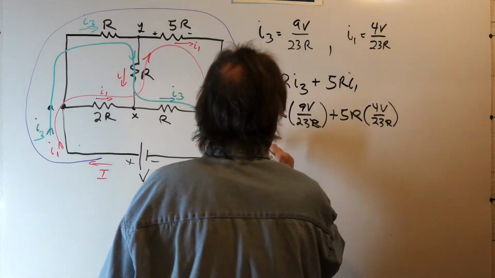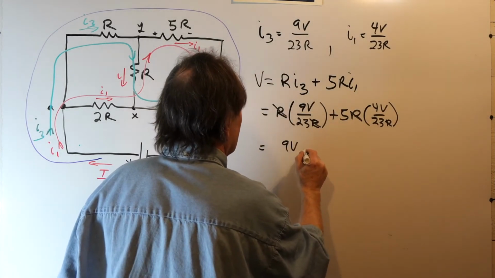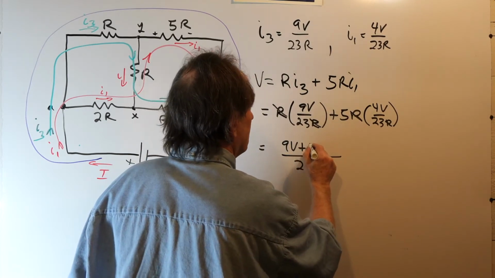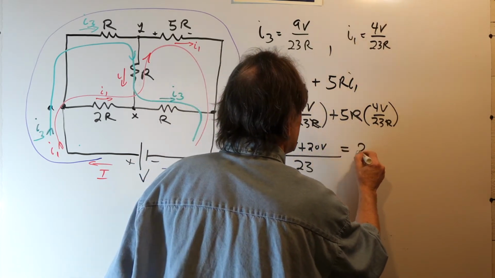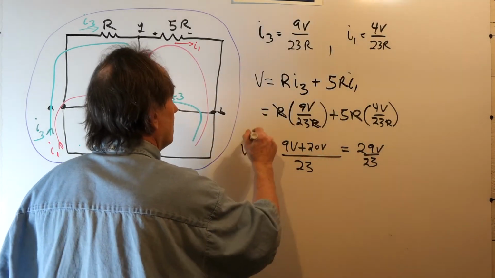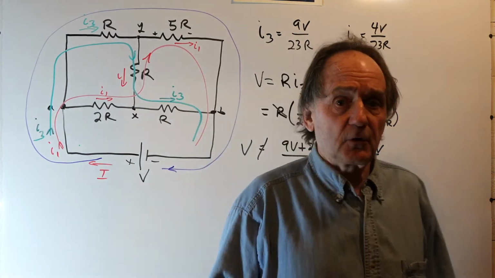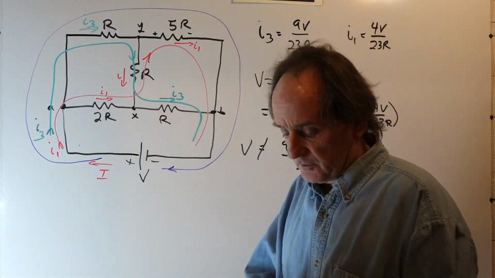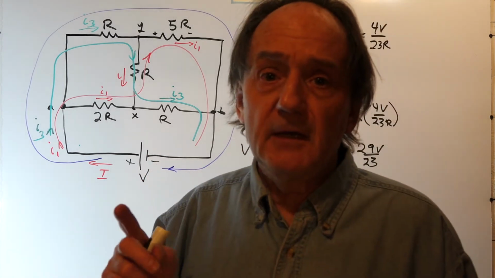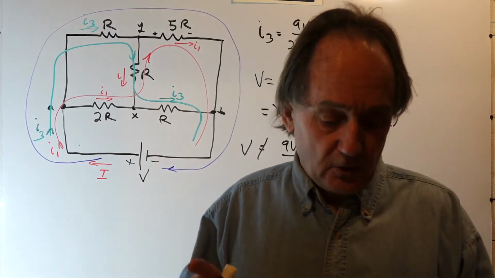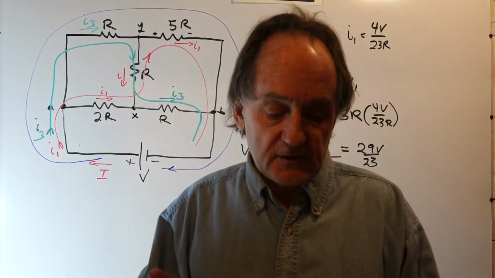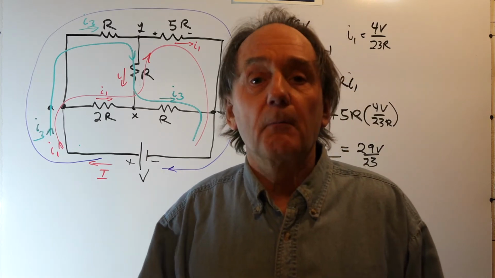And what do we end up with? We have 9V, we have 23 in the denominator, plus 20V. So this comes out to 29V over 23. That is not equal to V on the voltage source. So Kirchhoff's voltage law fails on that outer loop. This immediately tells us that the two loop current method fails to find the true currents for this network with a 5R resistor. But why?